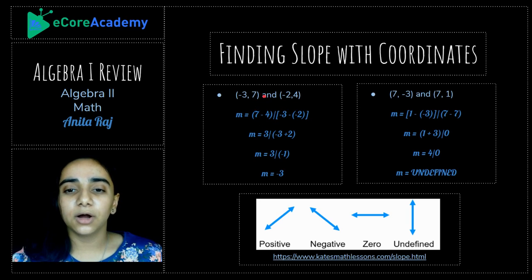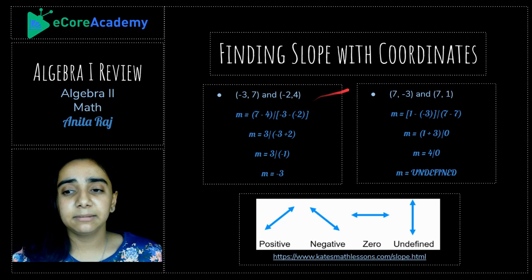So here I did 7, which is my y1, minus 4, which is my y2, divided by -3, my x1, minus -2, which is my x2. 7 minus 4 is 3, divided by -3 plus 2, because negative and negative is positive. And then you get 3 divided by -1, because -3 plus 2 is -1. 3 divided by -1 is -3. So the slope of this line is -3.